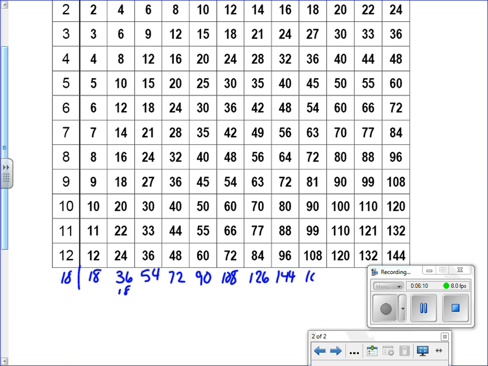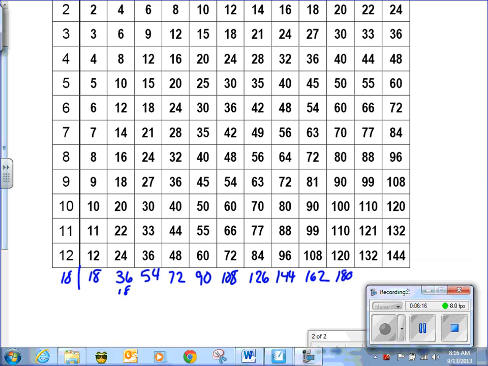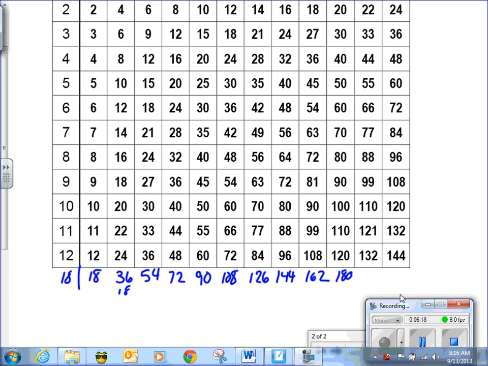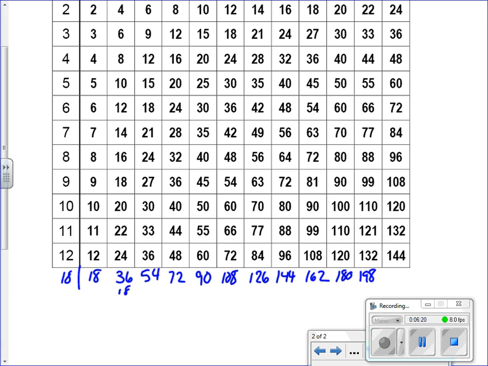144, 162, 180, 198, and 216. So I just added a row for my 18s just in case I need it.